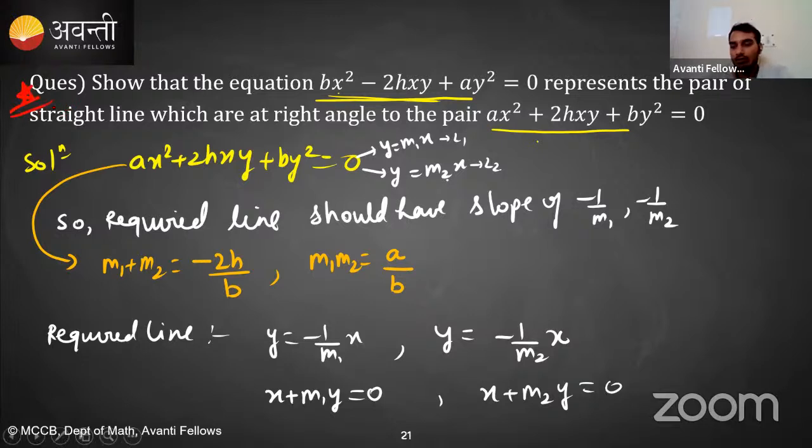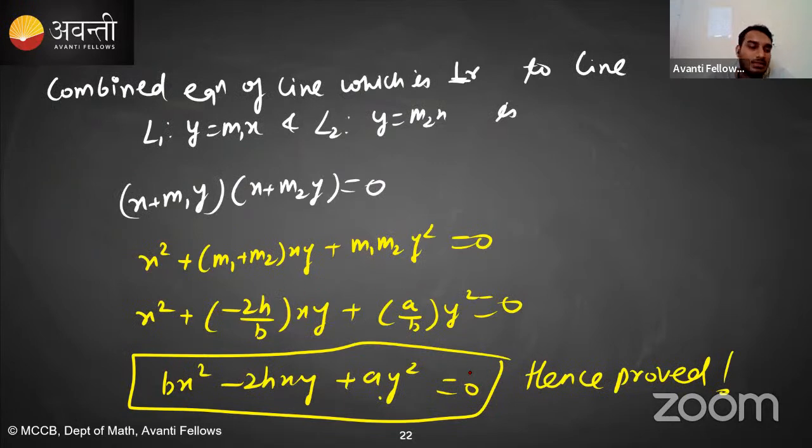So we just started from the basics. Whatever the question is saying, we assume that and proceed with the question. The question said that 2x square plus hxy plus by square equal to 0 will represent some lines, because we know from our understanding. So the required lines should be perpendicular to these lines L1 and L2. Let the lines be y is equal to minus 1 upon m1 x and y is equal to minus 1 upon m2 x. Then find the combined equation. Looking at this equation, we can find m1 plus m2 and m1 m2. We just plug those values in this equation and you will get the answer.